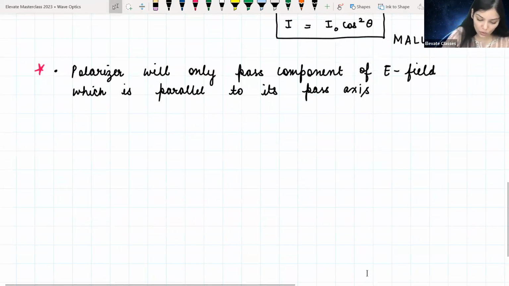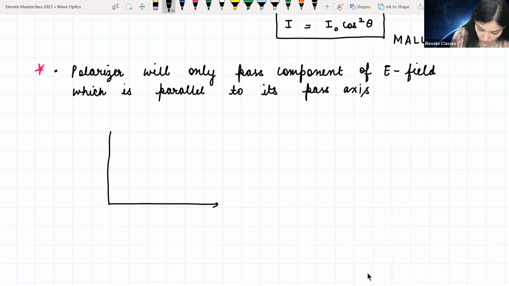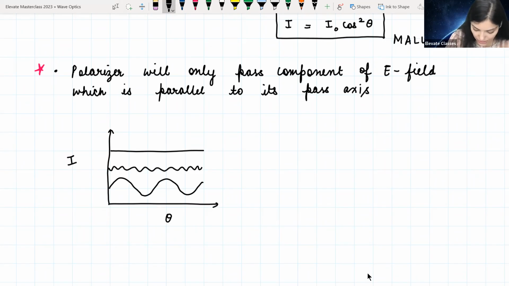Okay, so how we'll do that, we'll do a question on this so it will be clear. So basically I will plot this I here, and I'll plot this theta here. So I might get a straight line curve, I might get something like this, or I might get something like this, and all of these correspond to different polarization states.